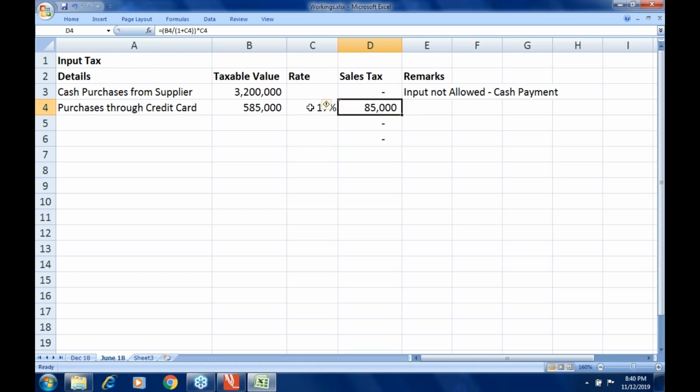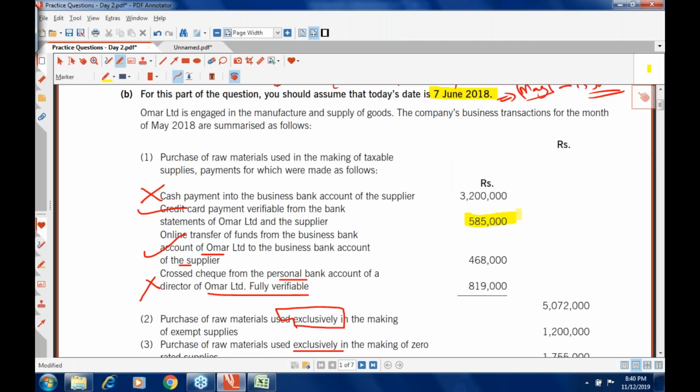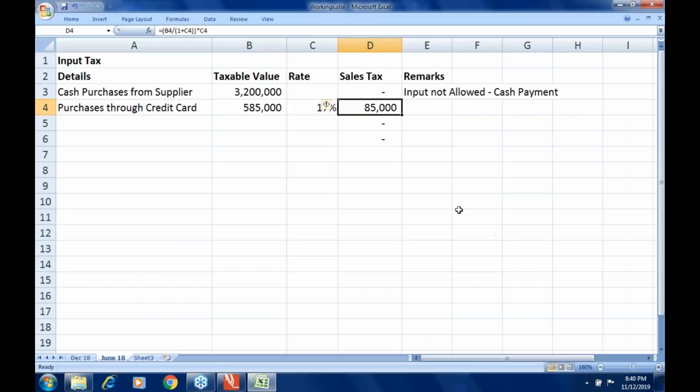So what have I done? I have simply treated it like this. I have said that this 585,000 is basically 117%. So X is 17%. This is what I have done. Since this is an inclusive value, this is how you'll deal with it. You would say 585,000 is 117%, and in order to calculate the sales tax, this is what we are going to do.